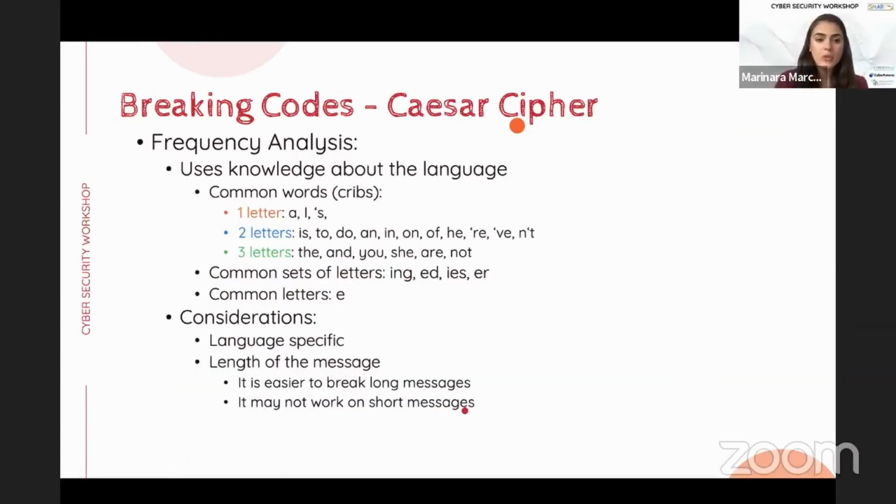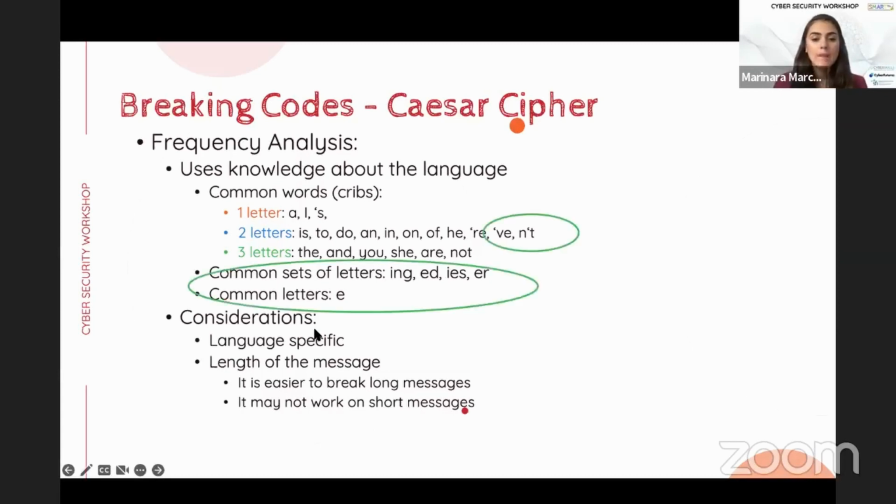We were talking about frequency analysis, and the first thing we talked about was the common words, the short words. We also talked about common sets of letters. If it's a long enough text and you see that these three letters keep repeating themselves, it could be the ending of a word like ing or ed. We talked about the common letters like I or E. These are pieces of information that we can use.